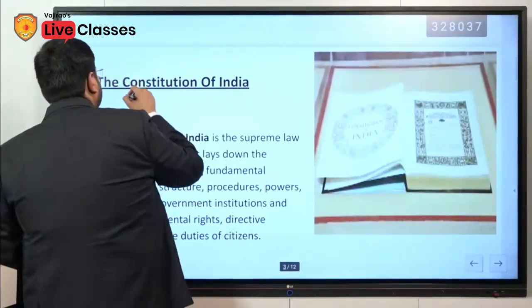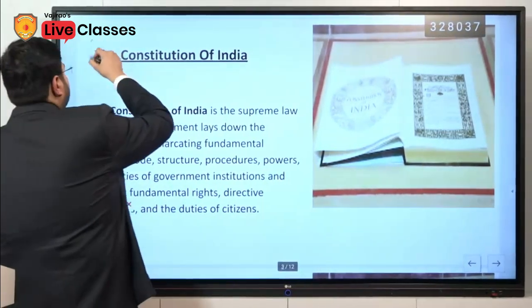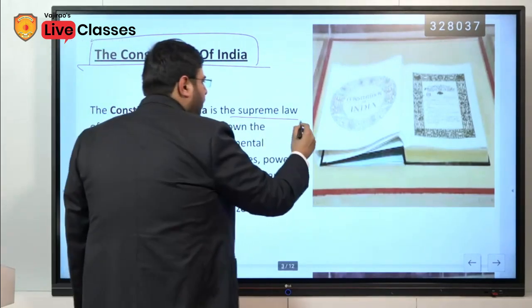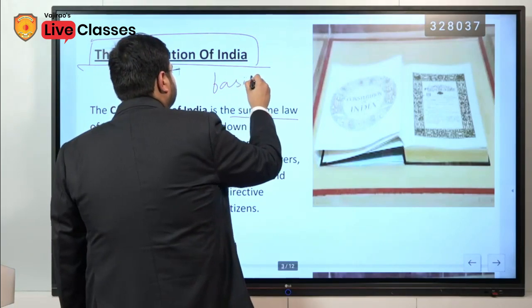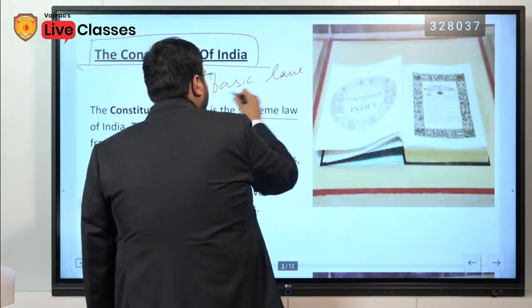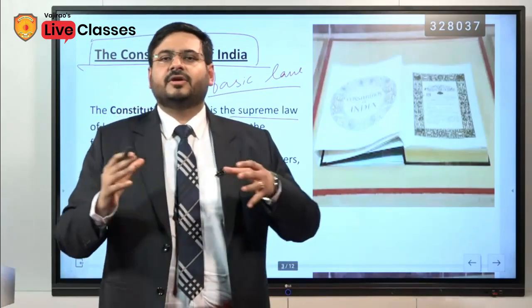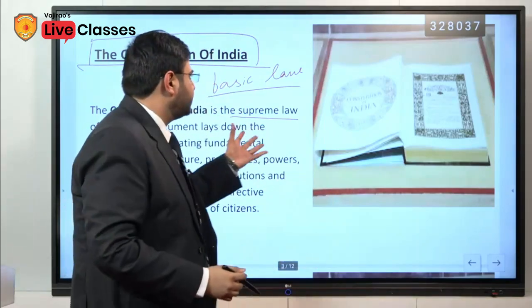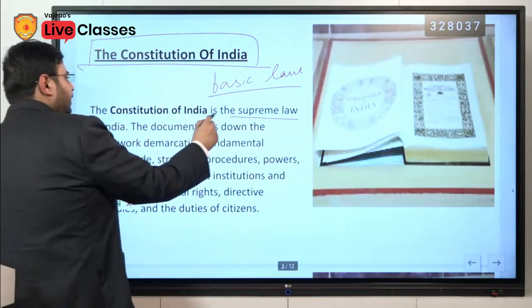Now, before we begin, let us understand what the Constitution of India is. The Constitution of India is the supreme law of the country. It is the basic law on the basis of which every law, ordinance, regulation, rule, delegated legislation, everything is done. It is also the supreme law.